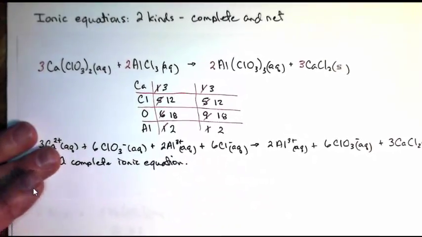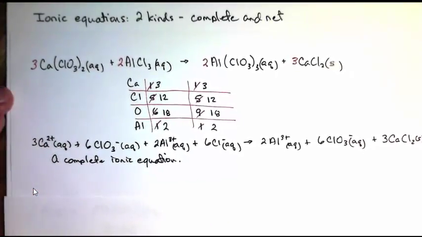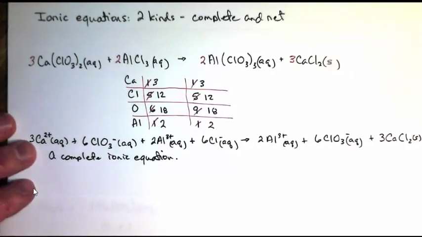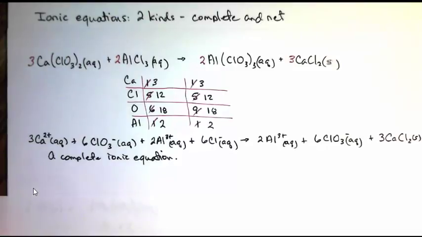How do you tell what? If you've completely broken everything up, that's a complete ionic equation. That makes sense? We didn't break up the 3 CaCl. But you can't break it up because it's a solid. So it's not completely broken up. No, it's completely broken up because only the aqueous stuff breaks up.